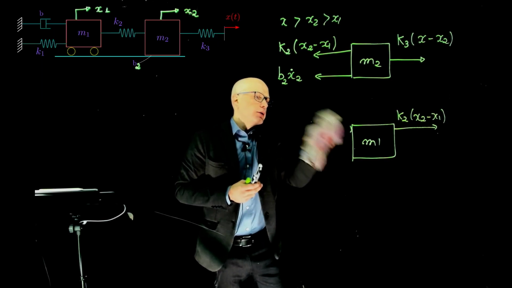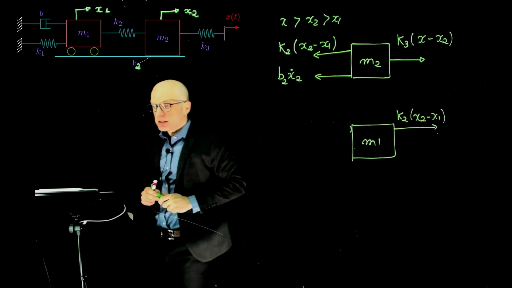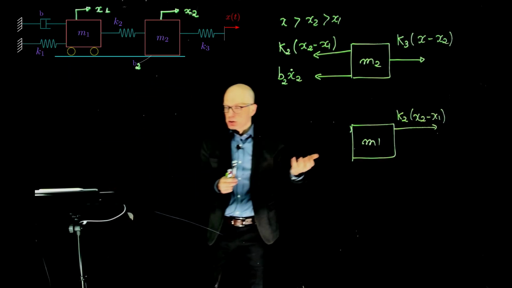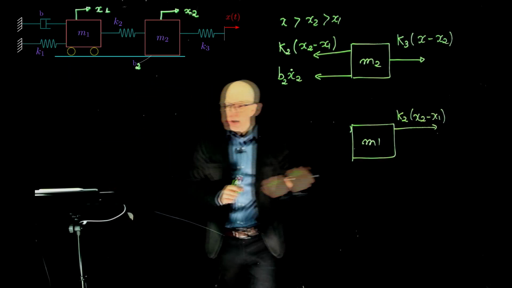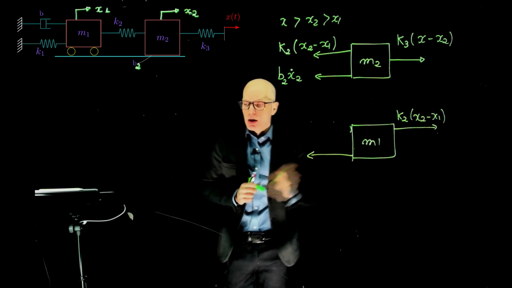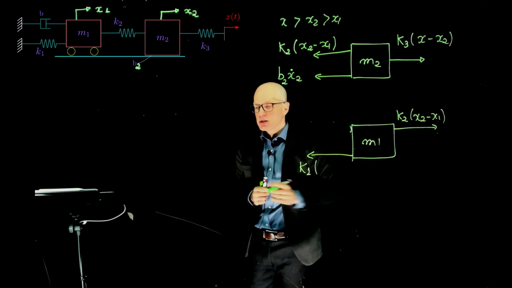All right, there it is. So that's the first force on mass M1. What else is acting on mass M1? We have this spring and that damper. The spring is holding the mass back, pushing the mass, preventing motion. So that spring applies a force K1 times the displacement of the spring.